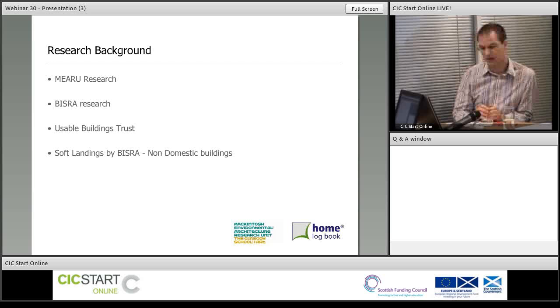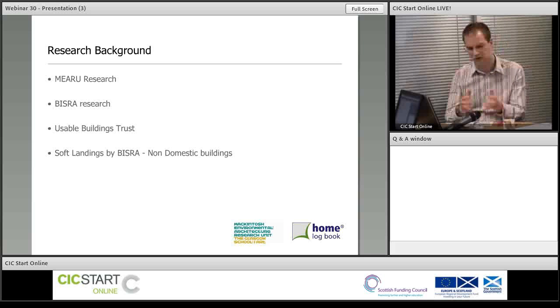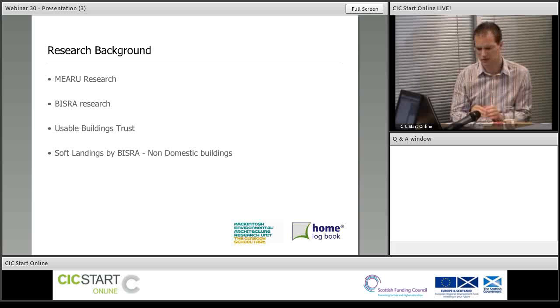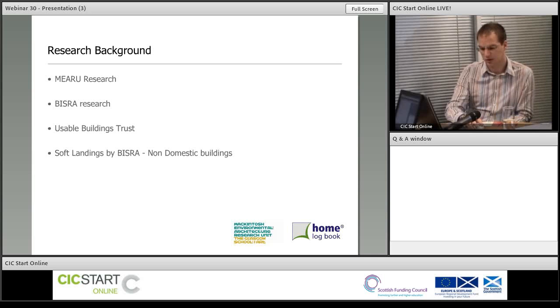There's also the Usable Buildings Trust, which is based in England but covers the whole of the UK, and they look at how buildings respond to the occupants using them, and how design and architecture can become better because the occupants intuitively understand how to operate the buildings.